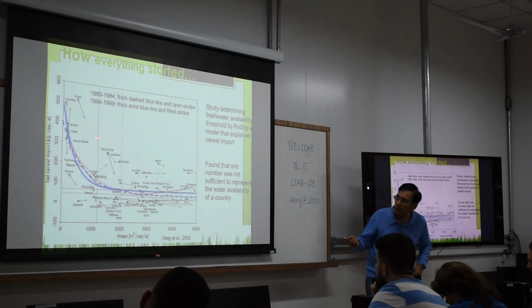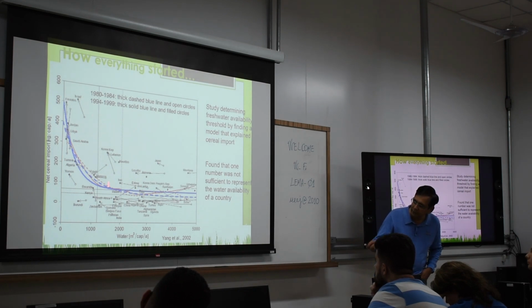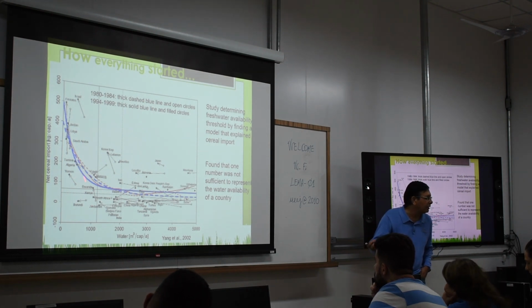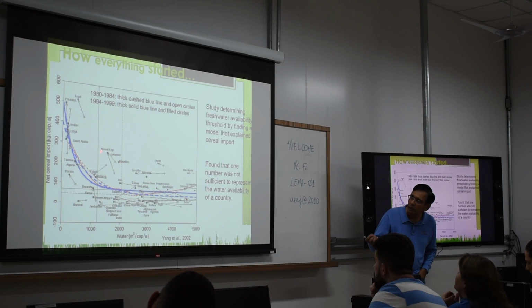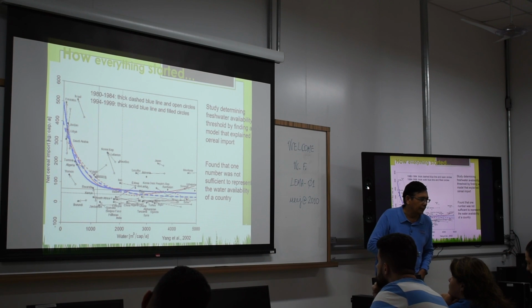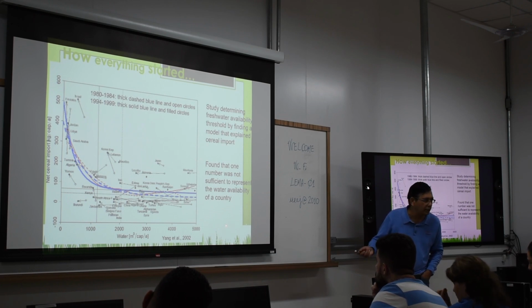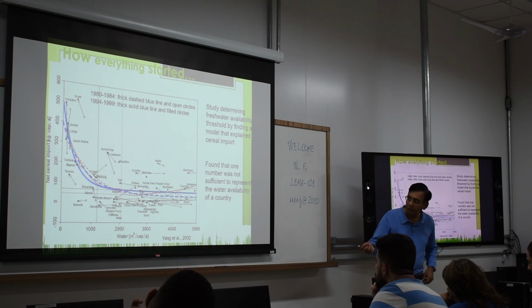If you look at the most left-hand side, these are all Middle Eastern countries or dry desert countries. If you look at Israel, for example, the water availability is less than 500 cubic meters per person, and their import significantly increased during that period. No country or year shows movement in the other direction. Everything is going in this direction. So that means less water per person, more population, and more import.